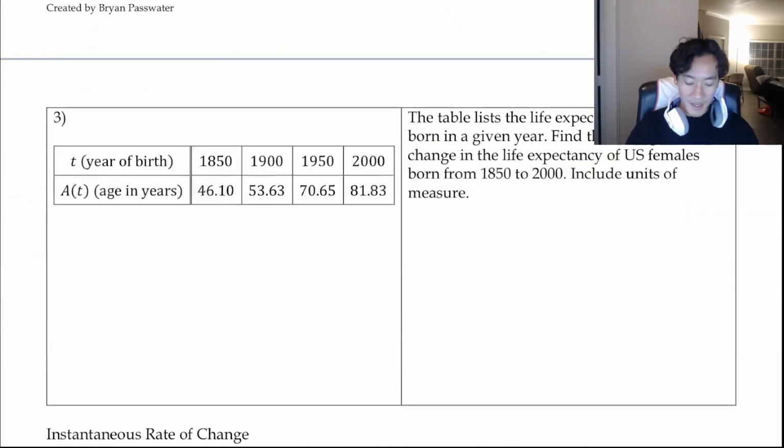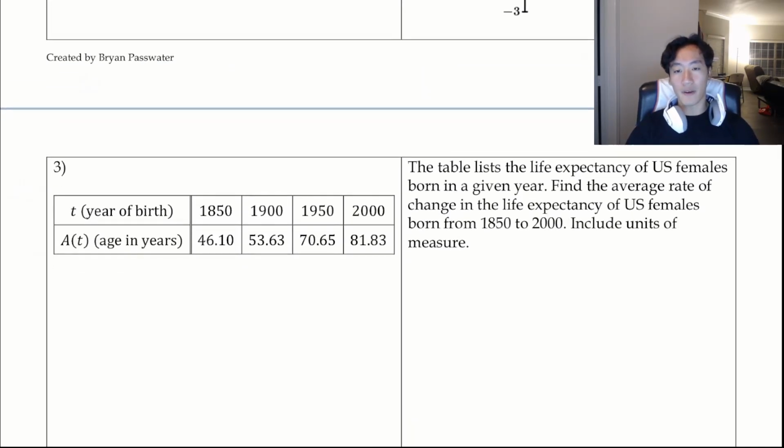All right, here's number 3. They're giving us a table here. It says the table lists the life expectancy of U.S. females born in a given year. Find the average rate of change in the life expectancy of U.S. females born from 1850 to 2000. Include units of measure. Okay.